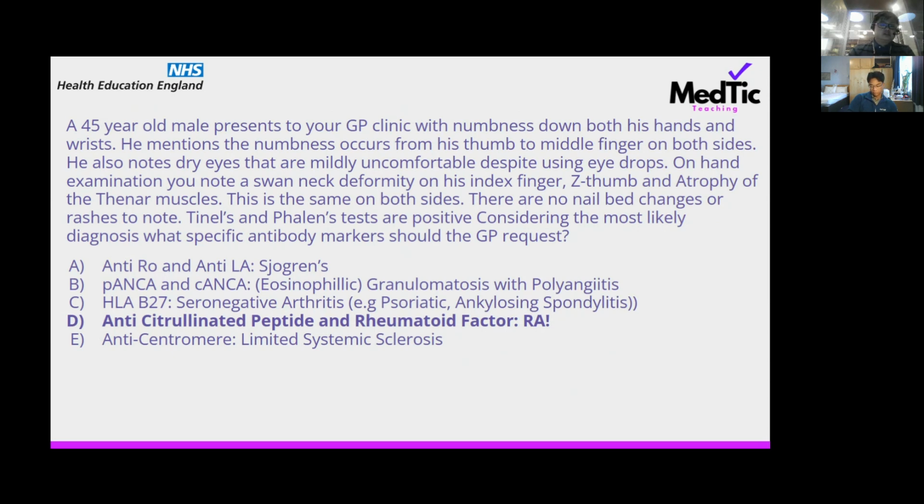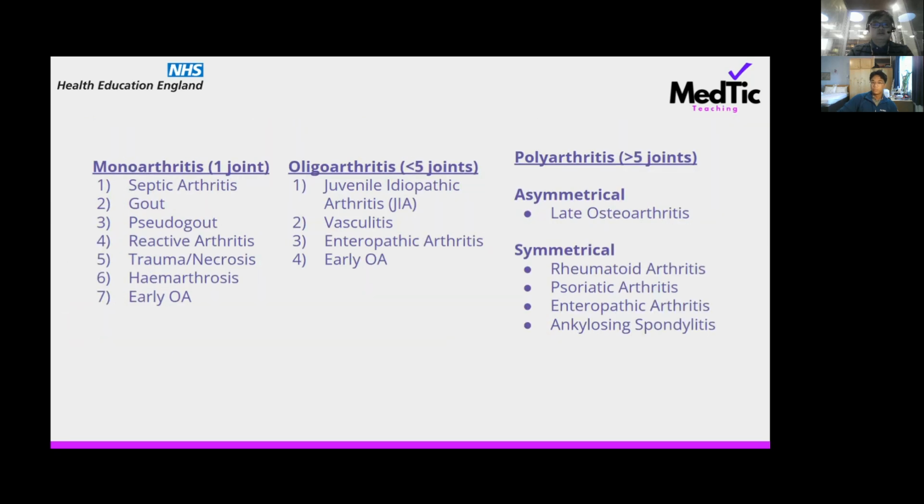If we just go to the next slide. From this point, the way you think about any sort of arthritis or any swollen joint is: is it one joint, is it less than 5 joints, or is it more than 5 joints? From there, you can start to categorize what sort of differentials it could be, and rule out the other ones as well.